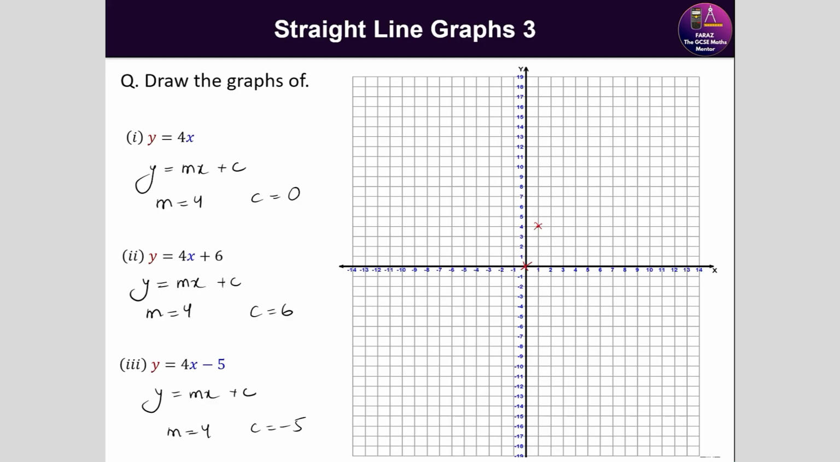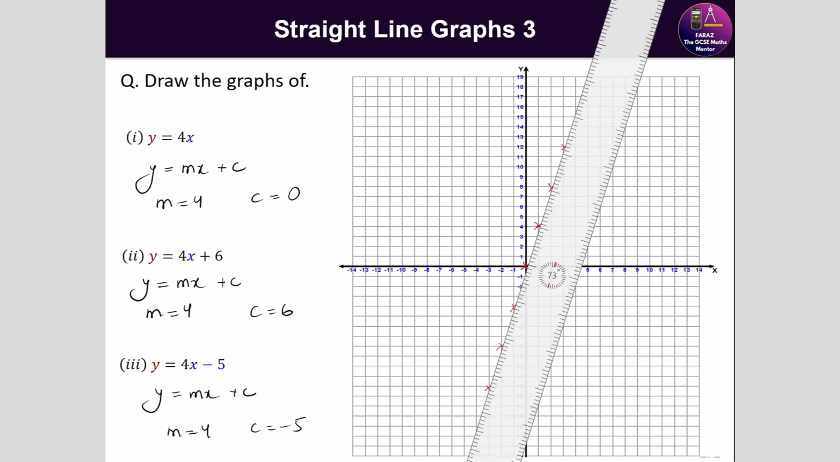Then across 1, up 4, 1 2 3 4, has to be there. Across 1, up 4. And you see across 1 and 4 down, 1 2 3 4, like this. Across 1, 4 down, across 1, 4 down, like this. Now we can join those coordinates. So with the help of a ruler we can join them easily. Let's join them with a blue line, like this.